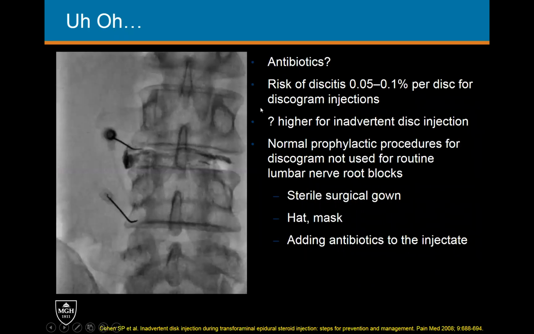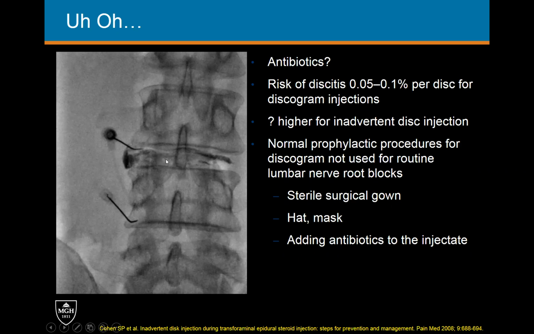So the problem here is, should we give antibiotics? The risk of discitis is pretty low per disc for discogram injections, and we very rarely do them here anymore. But when we did do them, we usually used an elaborate sterile technique where we had a surgical gown and hat and mask, and we added antibiotics to the injectate. In this particular case, nothing was done, and the patient did fine. But you have to be a little bit worried about injecting steroids straight into the disc. So anyway, you don't want this to happen.